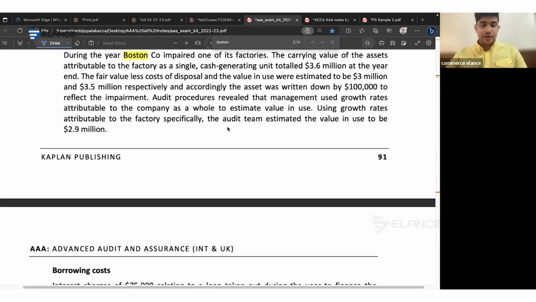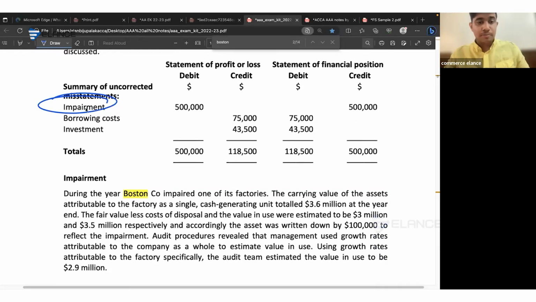So here they have given us three mistakes. One in relation to impairment, other one in relation to borrowing costs, and other one in relation to investment. And they have not asked us individual impact. Instead, they have asked us what will be the impact if none of these mistakes is corrected.